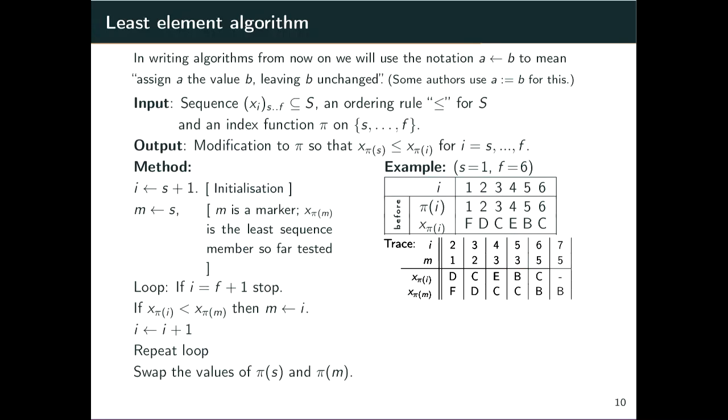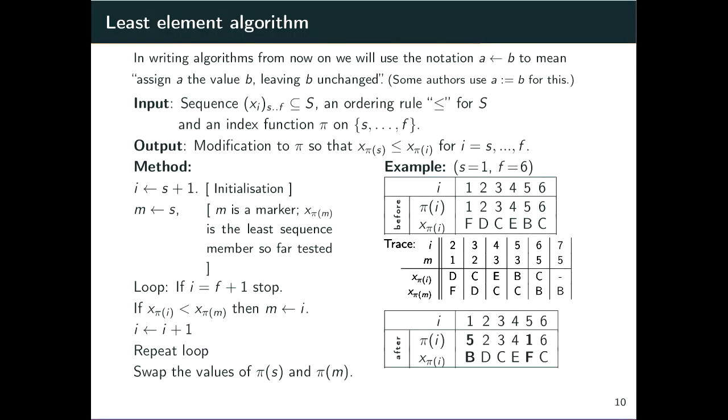And of course, what happens at the end is we find that B is our least element. And what position was that in? That was in position 5. So our marker at the end is going to come out as 5. And so then you write down what the actual modification to pi is going to be. Everything stays the same when you do this least element algorithm, other than we're going to switch the 5 and the 1.